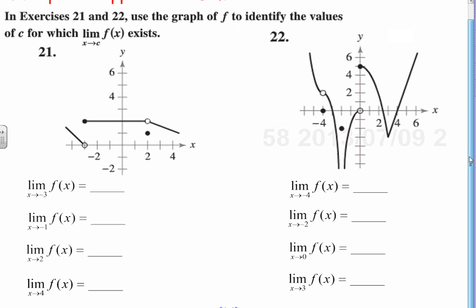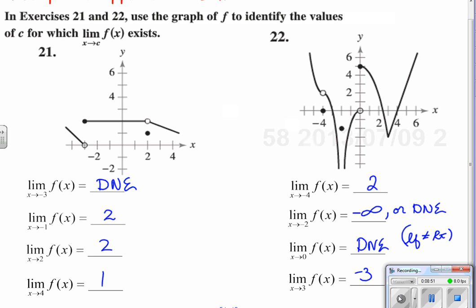So, graphical approach to limits. Problem 21. Take a moment, write out your answers, and then, so just pause this and come back to it. I will fill in my answers. So there are my answers. Check to see how you did 21 and 22. And if you have any questions, put a mark by them and we'll talk about them in class. Hopefully we have similar answers.